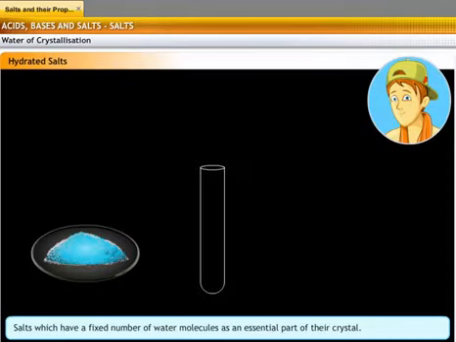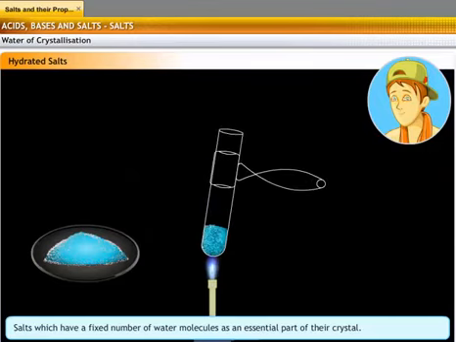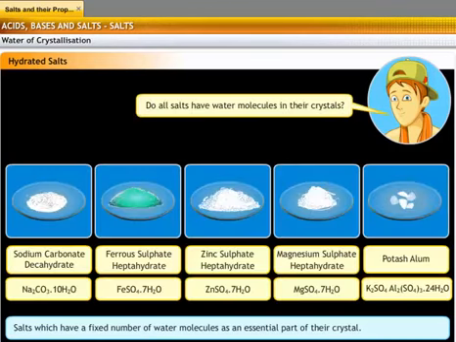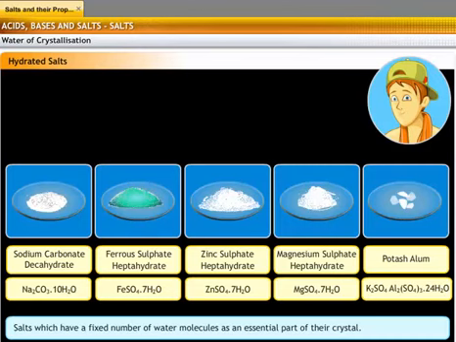Let us perform a simple experiment to verify the presence of water molecules in copper sulfate. Take some powdered copper sulfate in a test tube. Hold the test tube with a pair of tongs and heat it using a Bunsen burner. Observe that the blue-colored copper sulfate turns white. When this powder is moistened with water, the blue color reappears. Do all salts have water molecules in their crystals? Not all. Only some salts have water molecules in their crystals.